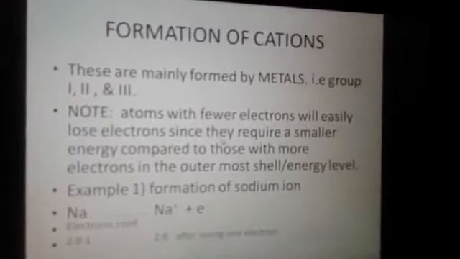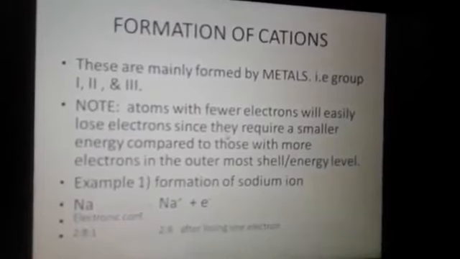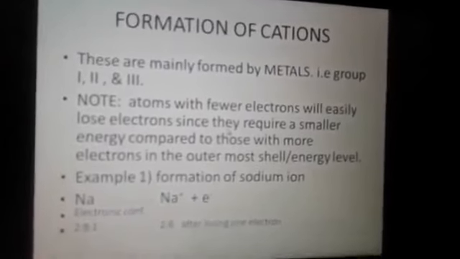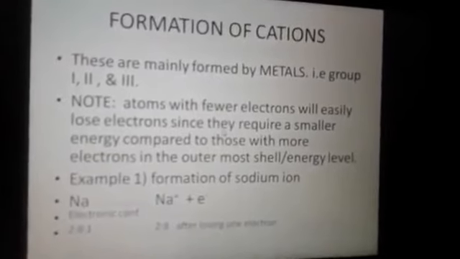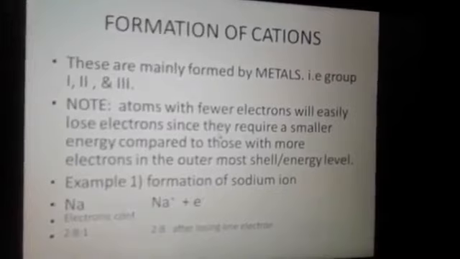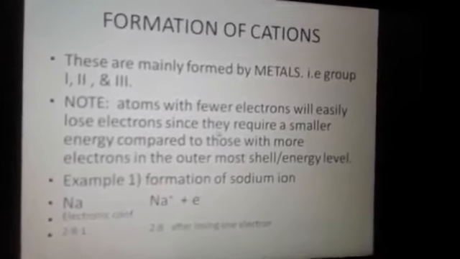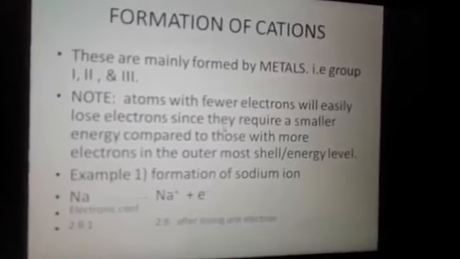Formation of cations. These are mainly formed by metals. Metals are in group 1, group 2, and group 3. So these atoms with fewer electrons will easily lose electrons since they require a smaller energy compared to those that have more electrons in the outermost shell.